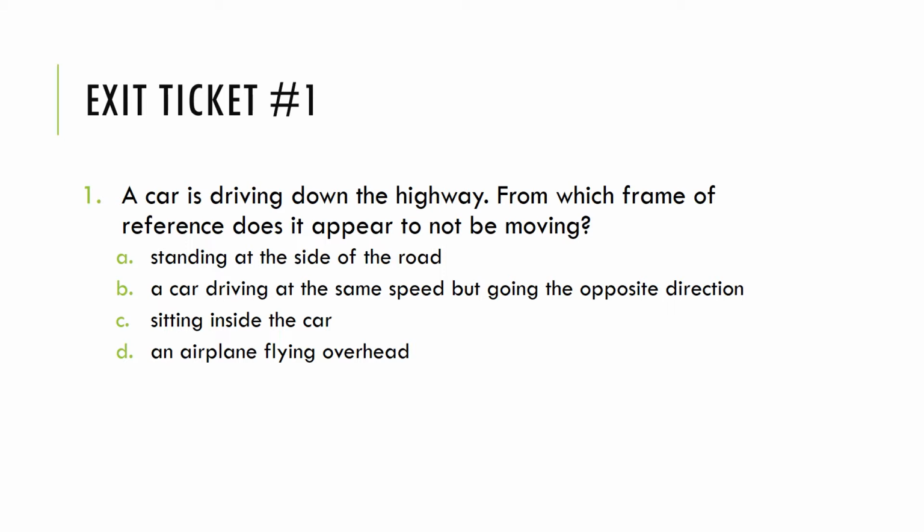Your exit ticket, so exit ticket number 1, I think Pastor Nathan went over these with you, but number 1 is C, sitting inside the car. That's the only frame of reference that would make the car appear like it's not moving, because the objects inside the car are going at the same speed as the car. So when you compare the passenger seat to the car, they're both moving at the same speed, so it's going to look like it's stationary.